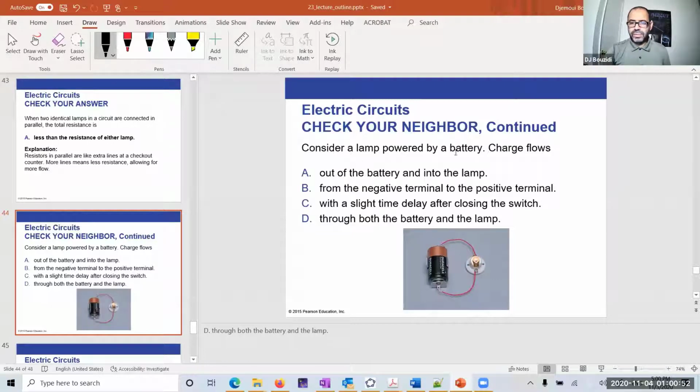So the question here: consider a lamp powered by a battery. Charges flow out of the battery and into the lamp. But if it ends there, there is no circuit. It has to be complete. The charges have to go through the entire circuit.